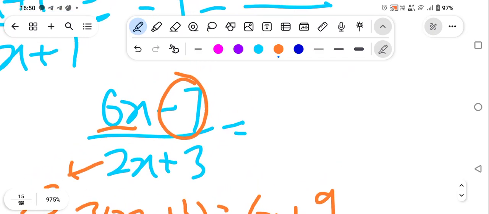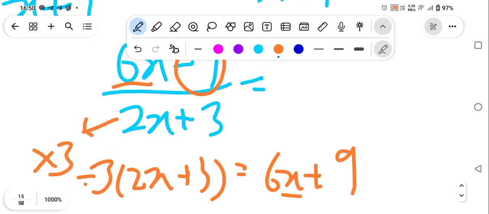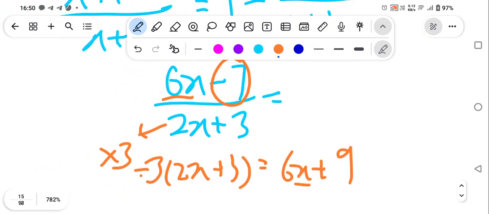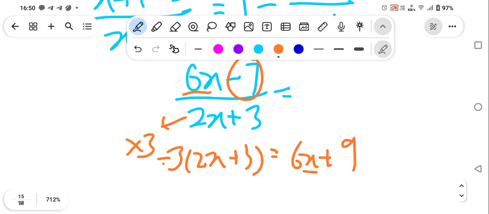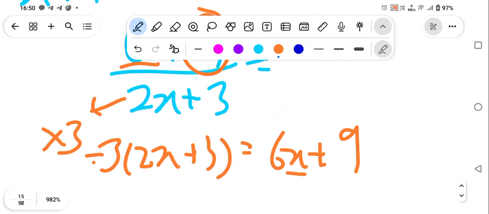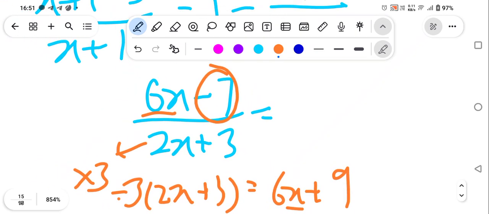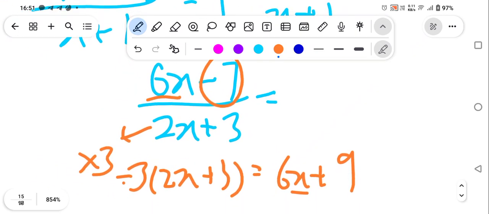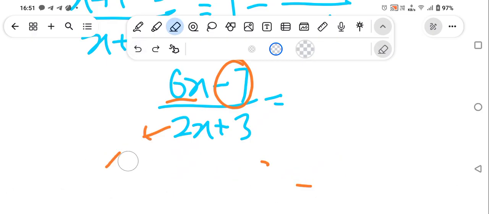So what we can do to the 7 so that it becomes 9, we can add... 7 plus 18 is 9? Wait, no. So 7 plus 9 is 16. Alright, 16, my bad. So we're going to add 16 and minus 16 to both sides.